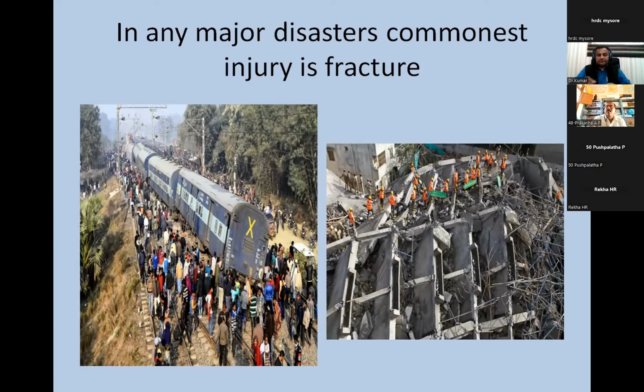Okay. So the next type of injury that can be commonly seen during either a building collapse or a train accident, we are discussing generally about any major disasters only now, is the fracture, the commonest injury. While managing a fracture, the basic thing that is required is identification, and second is to reduce the pain, to reduce the swelling, and to reduce the mobility, and safely shift such casualties to the hospital.